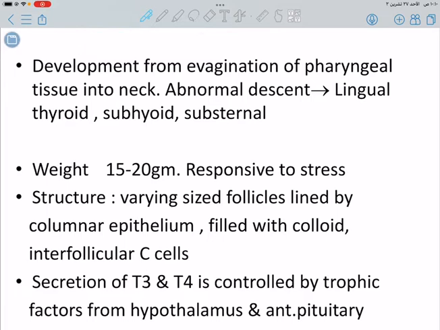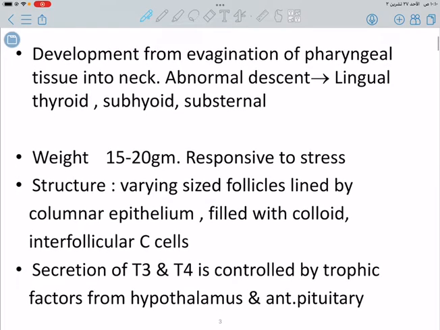Thyroid gland. And it's not palpable, I can't feel anything under my hand. It weighs 15 to 20 grams. It is responsive to stress by production of the T3 and T4. Developmentally, it rises from the pharyngeal tissue in the neck.